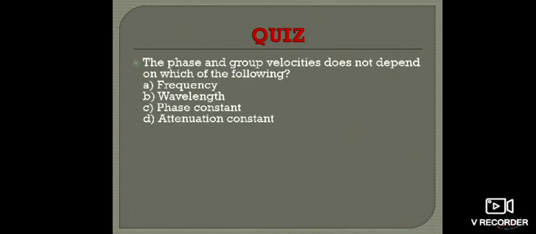Okay, the next question. The phase and group velocities do not depend on which of the following? Option A is frequency, option B is wavelength, option C is phase constant and option D is attenuation constant. So which one is the correct answer? Please note this question.